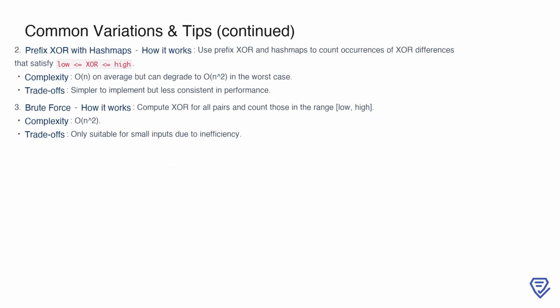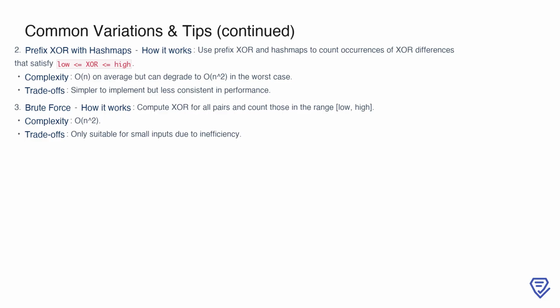An alternative to the tree-based approach is using prefix XOR with hash maps. In this method, you calculate prefix XOR values and use a hash map to count occurrences of XOR differences that satisfy the condition low less than or equal to XOR less than or equal to high. While this approach has an average time complexity of O(n), it can degrade to O(n squared) in the worst case, typically due to hashing collisions or skewed input distributions. The trade-offs here are simplicity versus performance consistency, as the hash map method is easier to implement but less reliable under certain conditions.